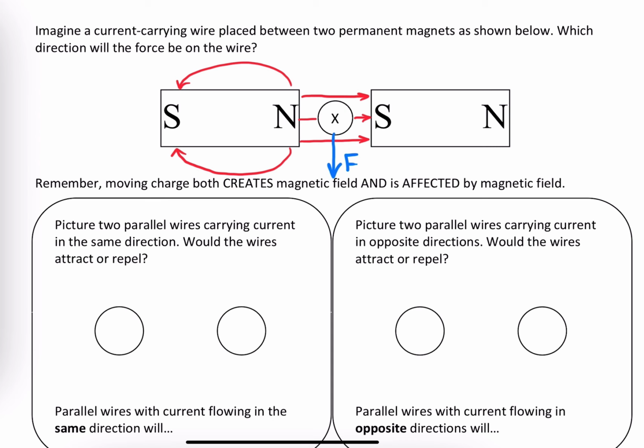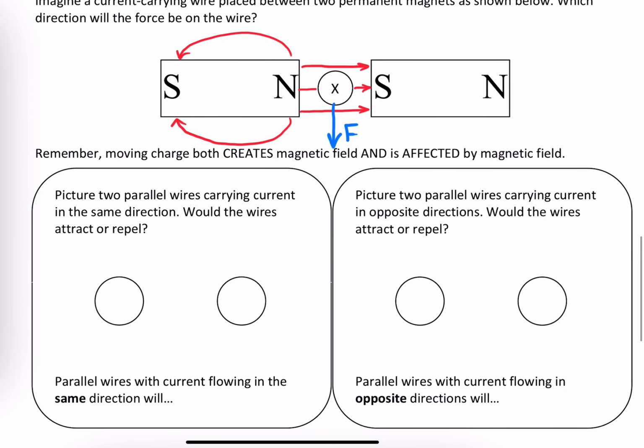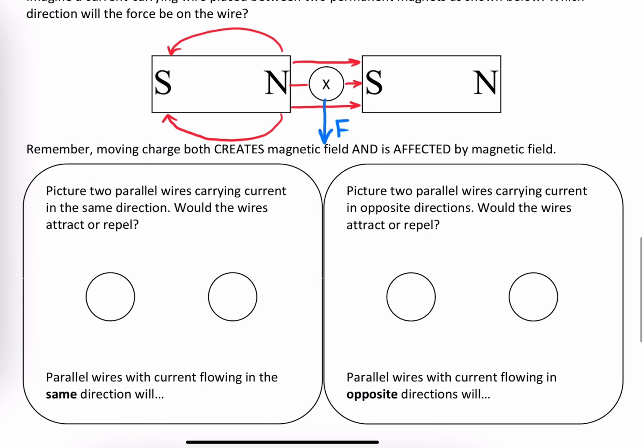Now remember, a moving charge, like I have in this wire here, is not just affected by a magnetic field, but it'll also create its own magnetic field. And we didn't look at that magnetic field in this problem, but it becomes important in these next examples. So in these examples, we see how both the creation and the being affected by the magnetic field can sometimes be important.